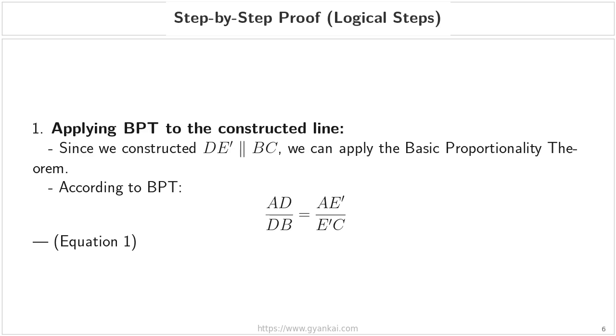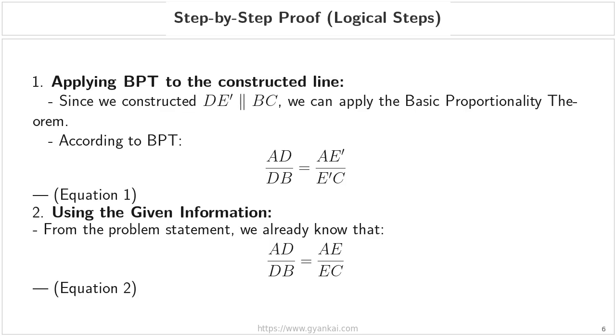First, let's look at step 1. Because we specifically constructed the line DE prime to be parallel to the base BC, we can now use the tool we already know, the Basic Proportionality Theorem. By applying BPT to this new line, we can state that the ratio of the segments on the left side is equal to the ratio of the segments on the right side. In mathematical terms, the ratio of AD to DB equals the ratio of AE prime to E prime C. Let's label this as our first equation.